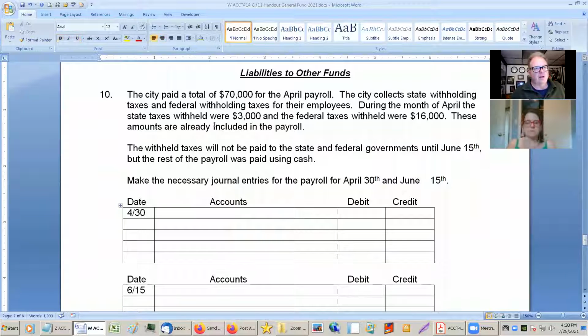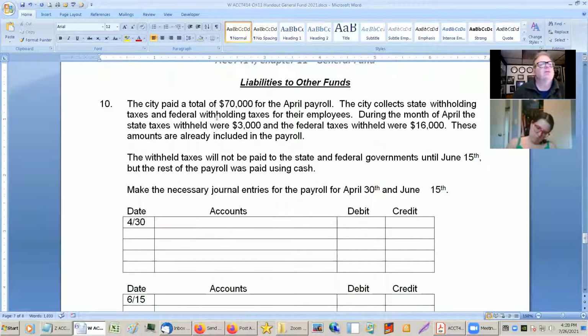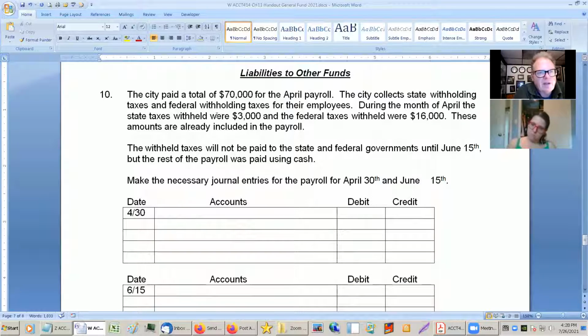All right. The city paid a total of $70,000 for the April payroll. The city collects state withholding taxes and federal withholding taxes for the employees during the month of April. These amounts were already included in the payroll, so they came out of the 70,000. We paid on June 15th, so we pay our employees 70,000.